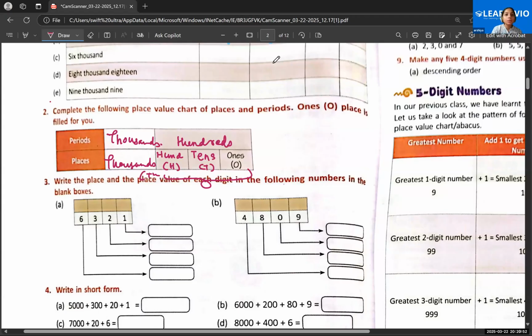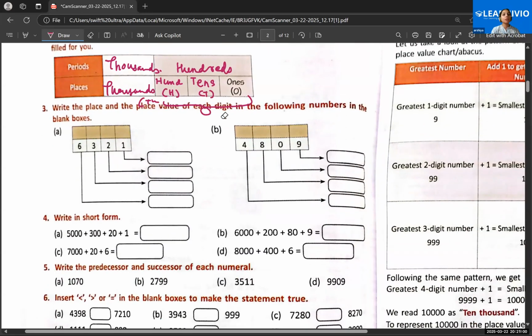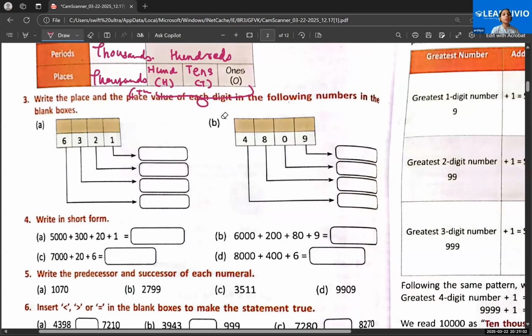Okay. So the next question, question number 3. Can you read the question and tell me what you think we'll have to do in this? Write the place and the place value of each digit in the following numbers in the blank boxes. I think in those boxes we have to tell what the digit means, the place. Correct. So write the place and the place value of each digit in the following boxes.